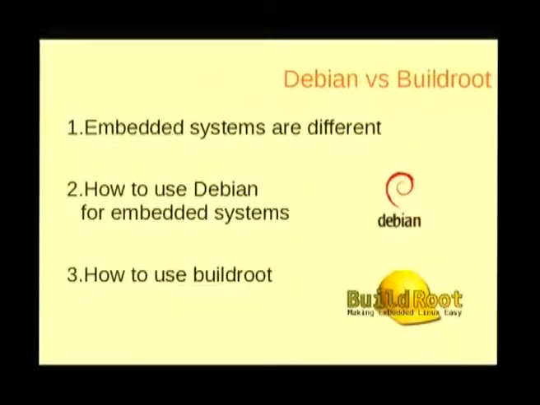Now, first of all, we have to realize that embedded systems are a bit special. So I'm first going to talk about what is so different about embedded systems and what impact that has on the distro. Second, a large part of my talk is going to be about Debian and how to use Debian in an embedded system. And then finally, I will talk about buildroot, and I'm going to advertise a bit about buildroot because that's a project where I'm a contributor.